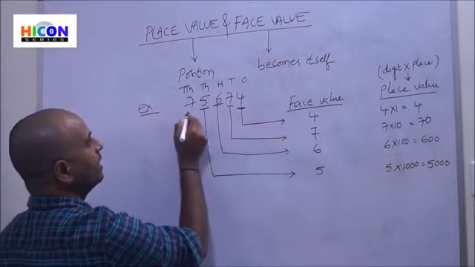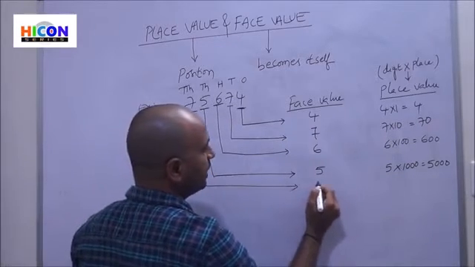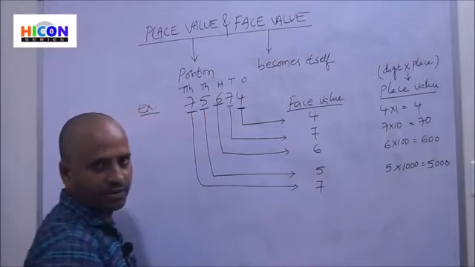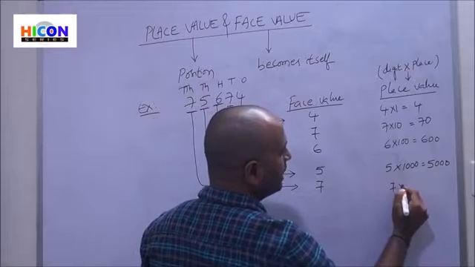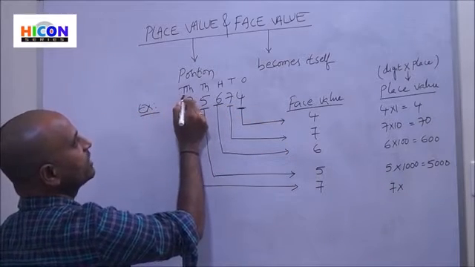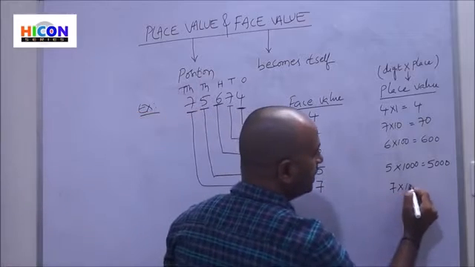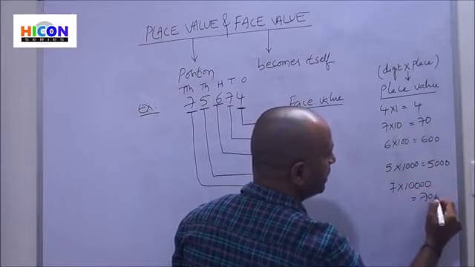So in the same way, what is the face value of 7? Face value of 7 becomes itself, so 7. And what is the place value of 7? The 7 should be multiplied with its place. 7 is present in 10,000s place. So 7 should be multiplied with 10,000, then it becomes 70,000.